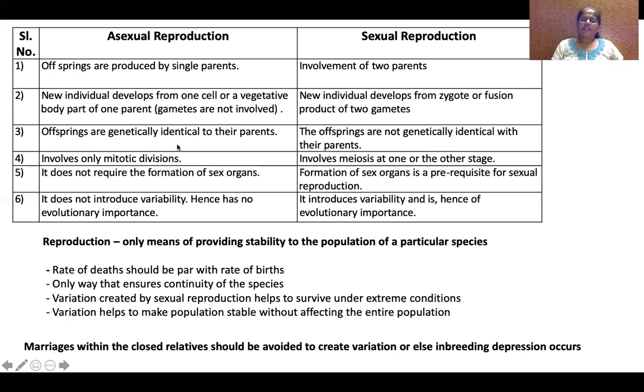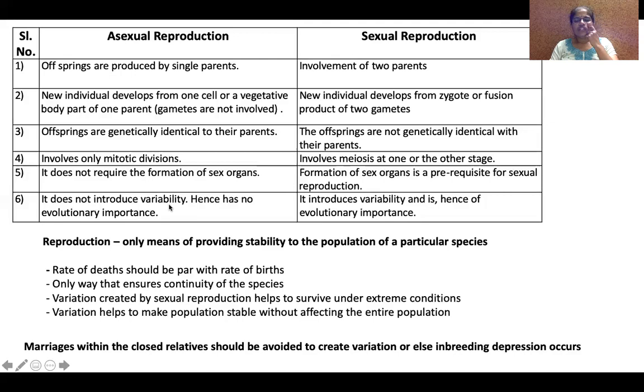Here, offspring typically look like their parents. They are genetically identical to their parents. Whereas here, offspring look similar, but they are not genetically identical. In vegetative propagation, most of it is mitotic cell division, whereas in sexual reproduction, meiotic cell division, meiosis, happens during gamete formation. Asexual reproduction does not require sex organs, whereas for sexual reproduction, formation of sex organs is a prerequisite.